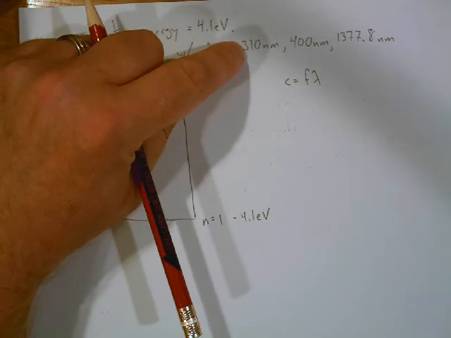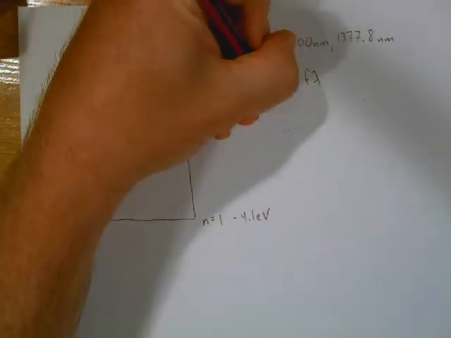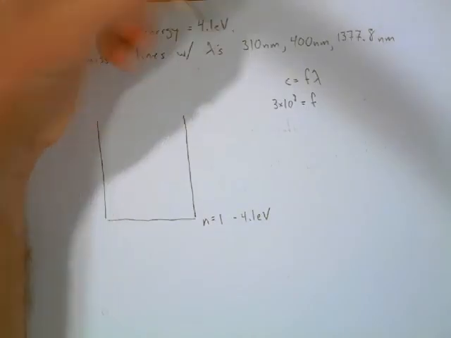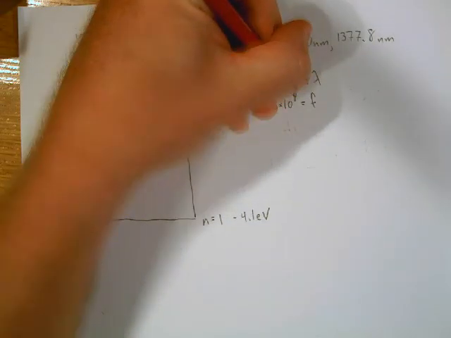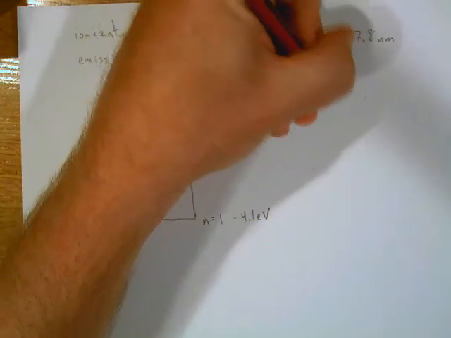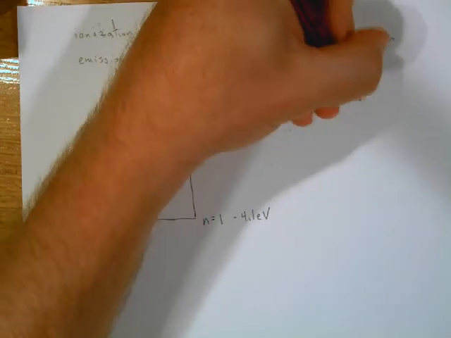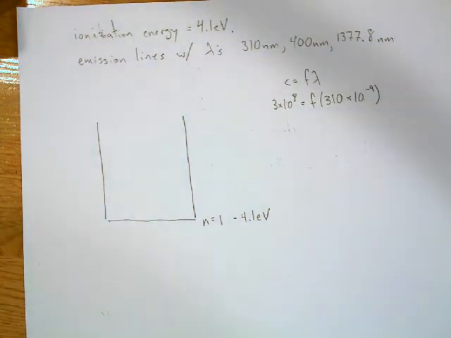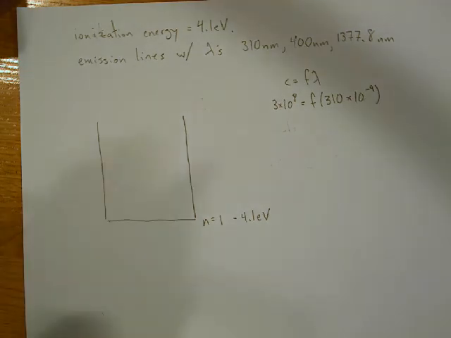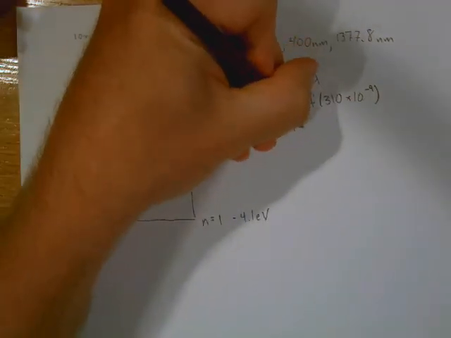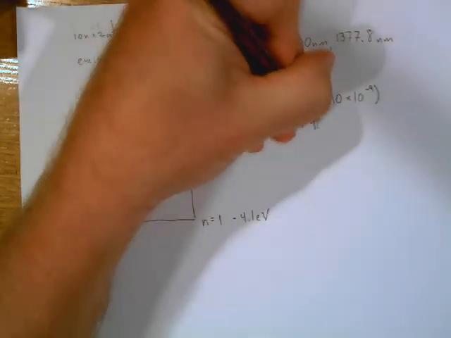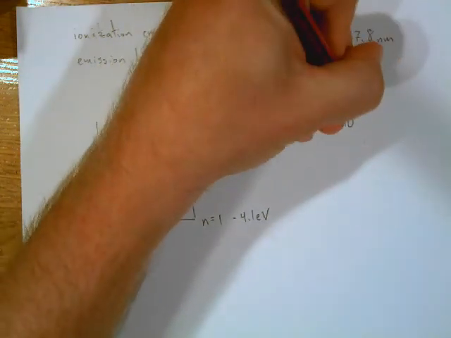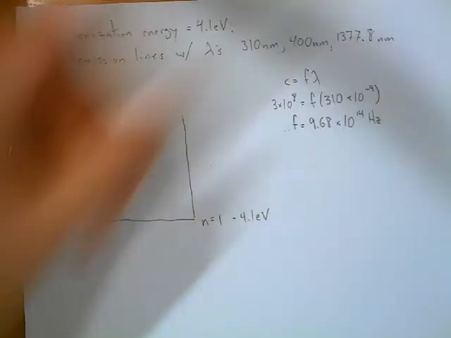When you do c equals f lambda, c is 3 times 10 to the 8th. f is what we're looking for because we have E equals hf, and then this is going to be 310 nanometers, and nanometers is times 10 to the minus ninth. I already did the math. My frequency comes out to be 968 times 10 to the 14th hertz.